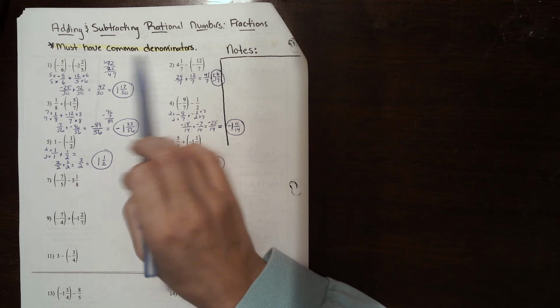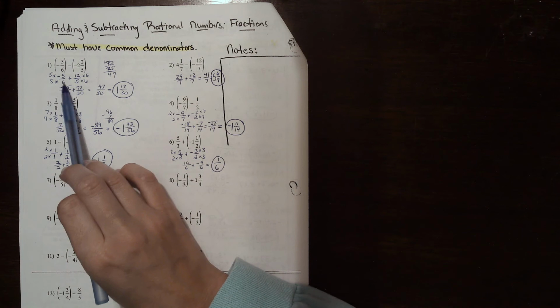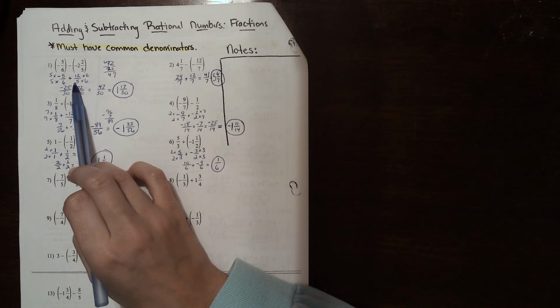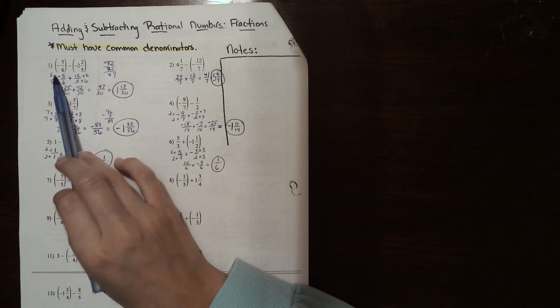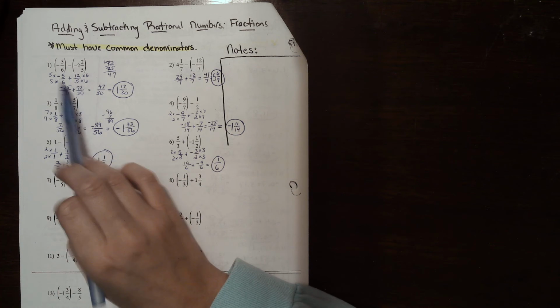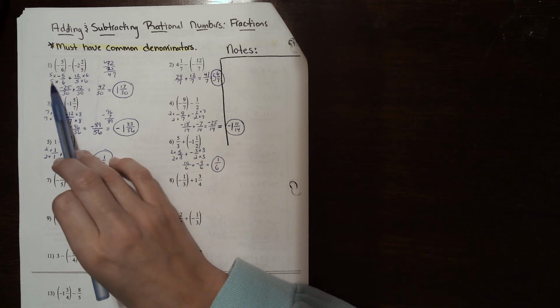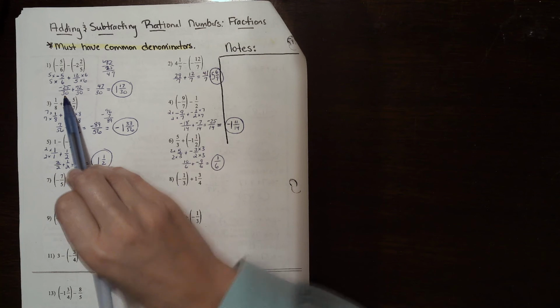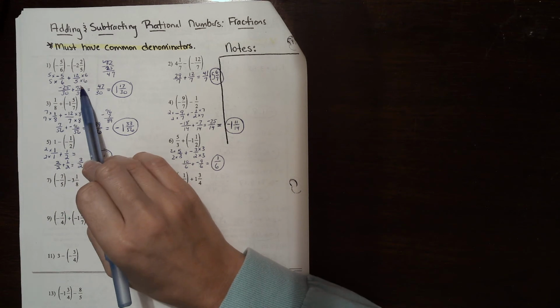Again, we must have a common denominator before we add or subtract. So the common denominator of 6 and 5 would be 30. So we're going to multiply negative 5/6 by 5, and we're going to multiply 12/5 by 6. So 5 times the negative 5 is negative 25. 5 times 6 is 30. 12 times 6 is 72. 5 times 6 is 30.